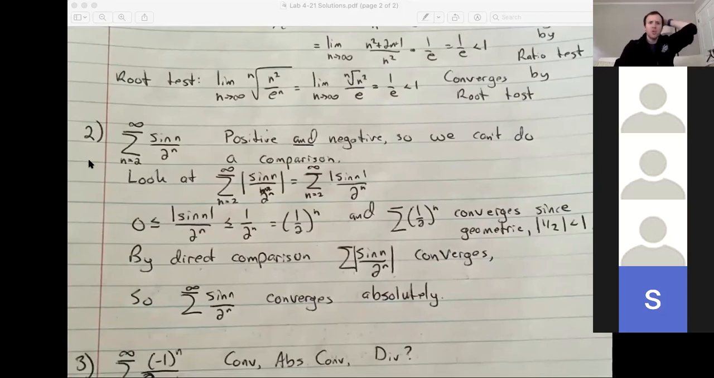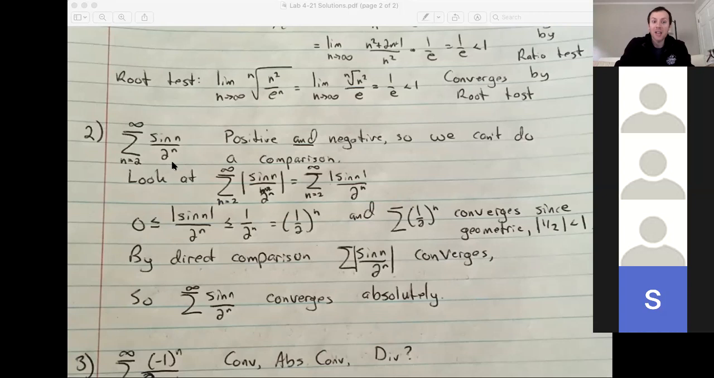In problem 2 here, the big thing to focus on is we have sine here. And the problems that it causes are, one, sine oscillates, which makes any test where you take a limit difficult to deal with. What also happens is sine is positive and negative, and it keeps being positive and negative, so it doesn't on its own, as is, really work with comparison tests.